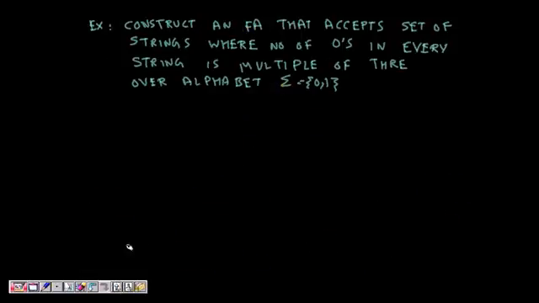Now let's see one example of how to proceed. The example is: construct an FA, a finite automaton, that accepts the set of strings where the number of zeros in every string is a multiple of 3, over the alphabet 0 and 1. So we have to construct a DFA, and the alphabet is given. We need five things. The alphabet is 0, 1, and the strings have a number of zeros which is a multiple of 3.